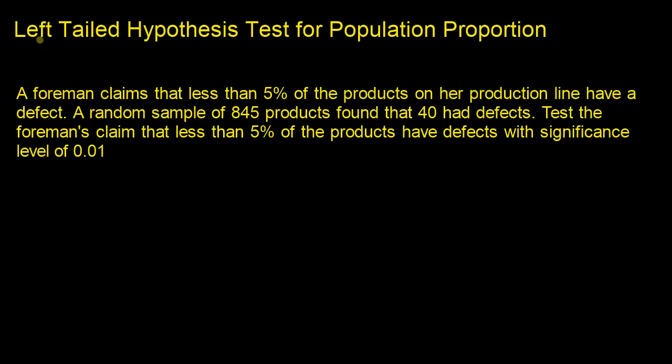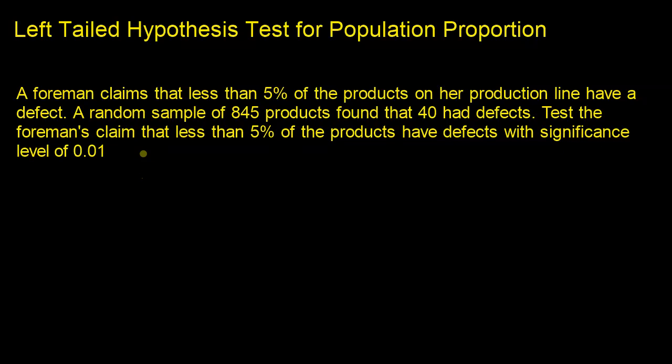In this video, I'm going to discuss a left-tailed hypothesis test for population proportion. So let's go ahead and read the example first. A foreman claims that less than 5% of the products on her production line have a defect. A random sample of 845 products found that 40 had defects. Test the foreman's claim that less than 5% of products have defects with a significance level of 0.01.